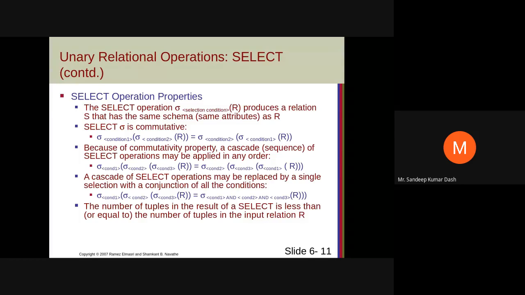So the cardinality of the result of select operation is always less than or equal to the cardinality of the original relation. It is never greater than the original relation. You will never get more rows than the original relation. Fine.